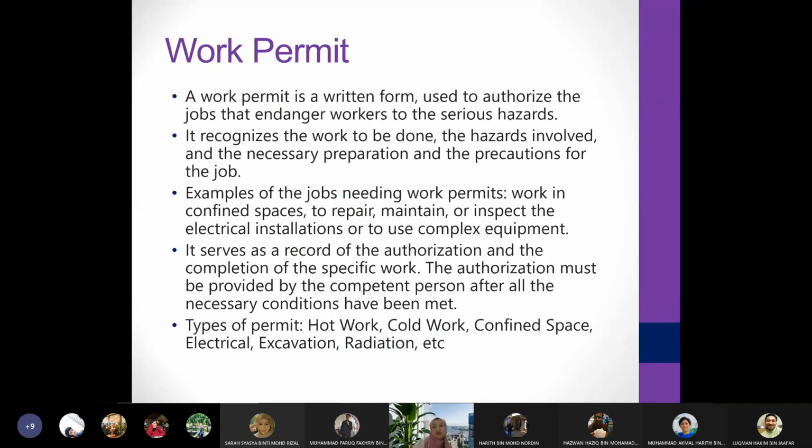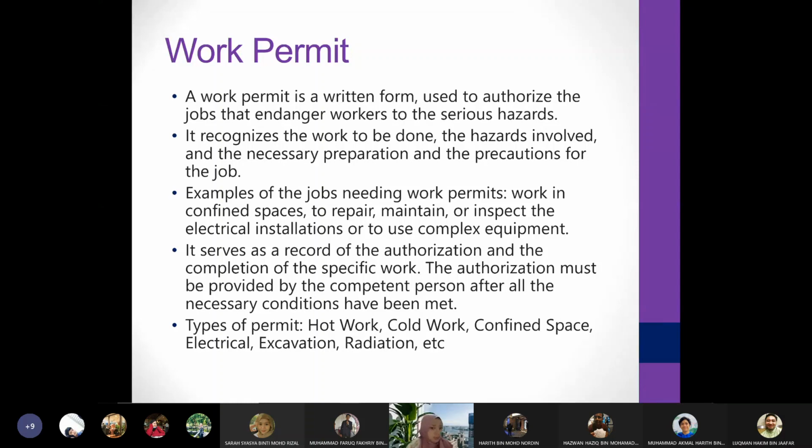Okay, so now work permit. Work permit is a written form that's used to authorize the jobs that endanger workers to serious hazards. So it recognizes what is the work to be done, what are the hazards involved, and what are the necessary preparation and precautions for the job.